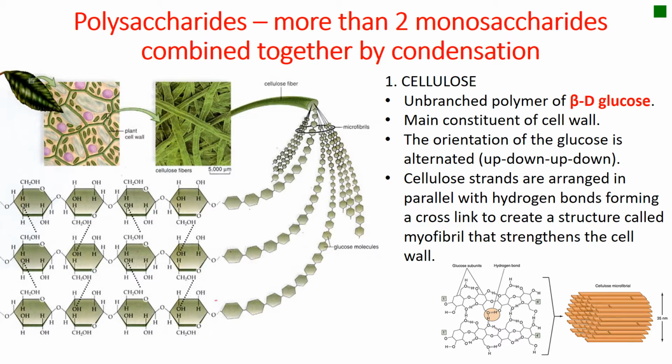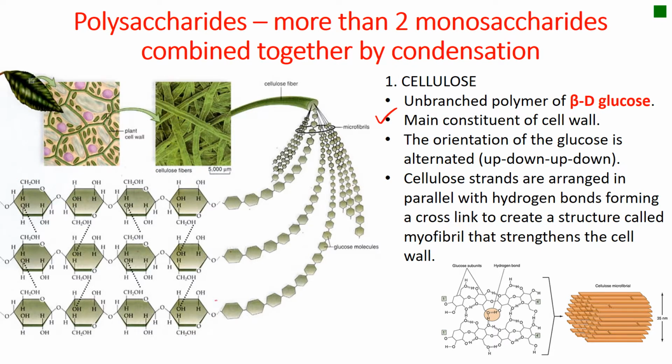Polysaccharide means more than two monosaccharides combined together by, again, condensation. Now, there are some examples that you will learn in this topic for polysaccharide. The first one is cellulose. Cellulose is the main constituent of the cell wall. Now, it is made of an unbranched polymer of beta-D-glucose. All right, so you can see from here, this is made of beta-D-glucose that combine together through the process of condensation. And yeah, this is the main constituent of the cell wall.